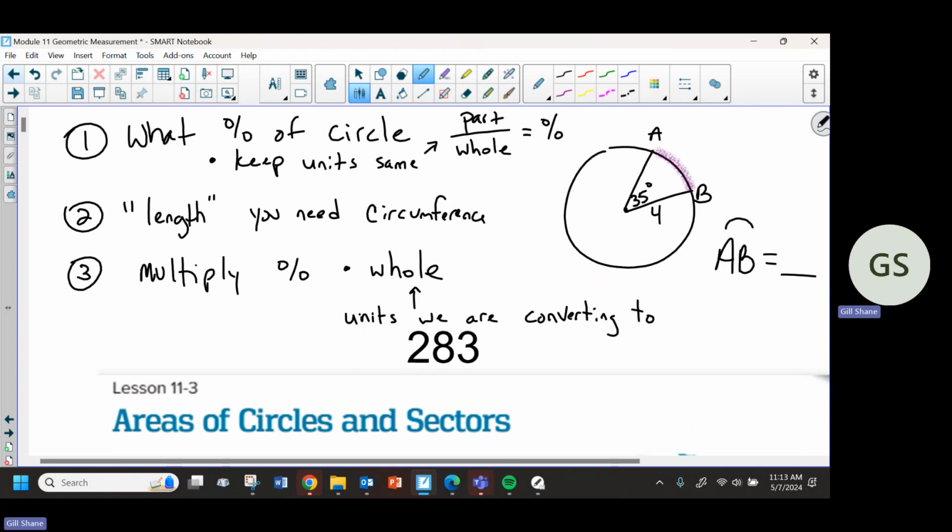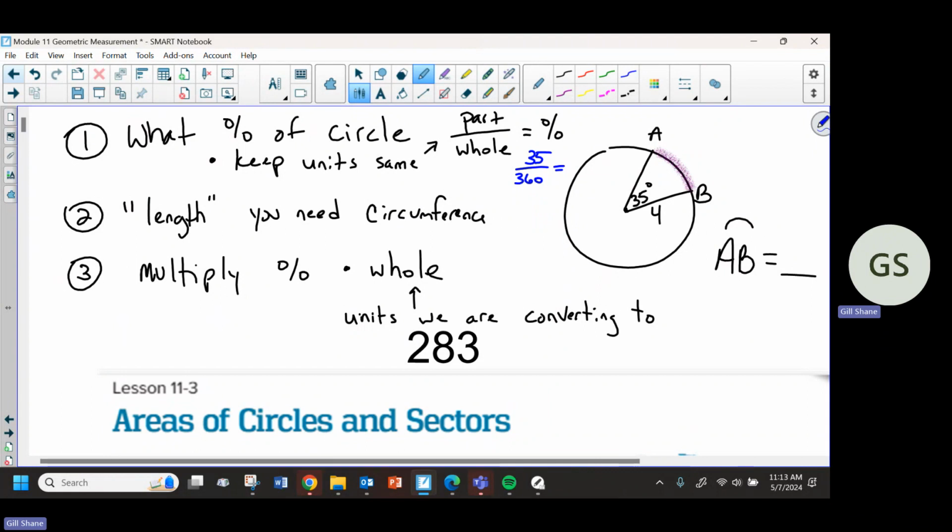What's the percentage of the circle? Yeah, my part. So then my part is in degrees. So what would I divide it by if I want to keep the units the same and my part is degrees? I divide by total degrees. So for step one, I'm just going to squeeze it in a different color. 35 divided by 360 gives me my percentage.